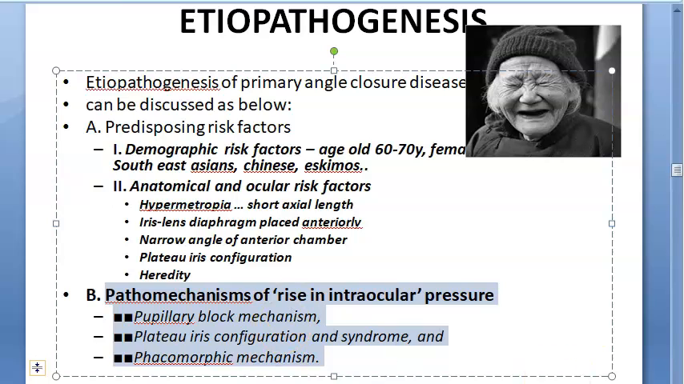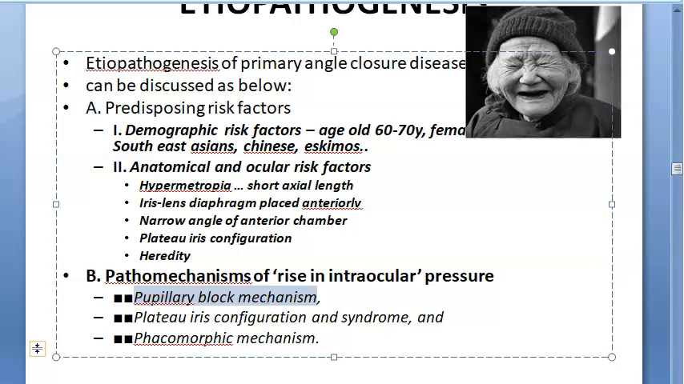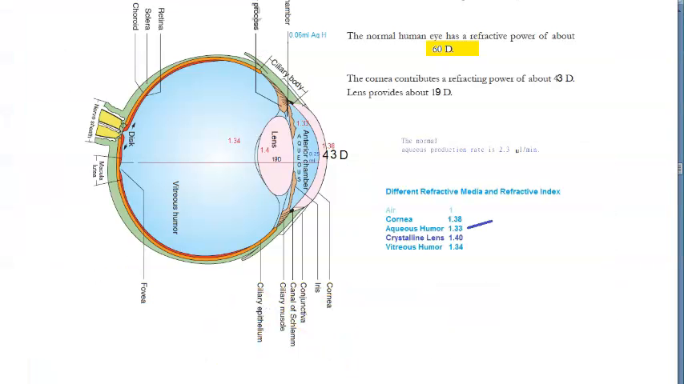Now let us look at the mechanism of rise of intraocular pressure. Why it will rise? Because of pupillary block mechanism. Pupillary block. So from where should the aqueous humor come out? It should come out from the pupil. Now for whatever reason this pupil is blocked, so the aqueous humor cannot come out, right? So the pupillary block. So that is one of the reasons.